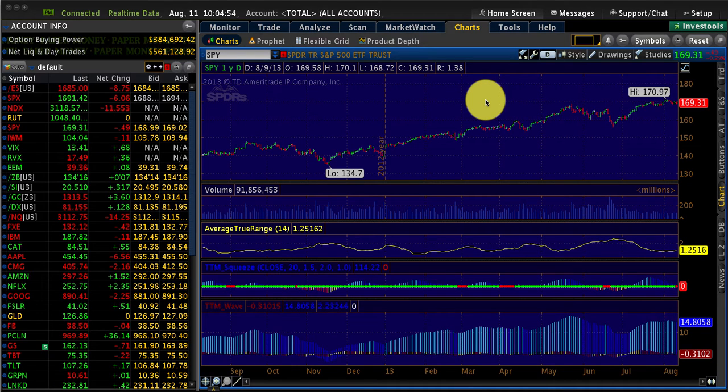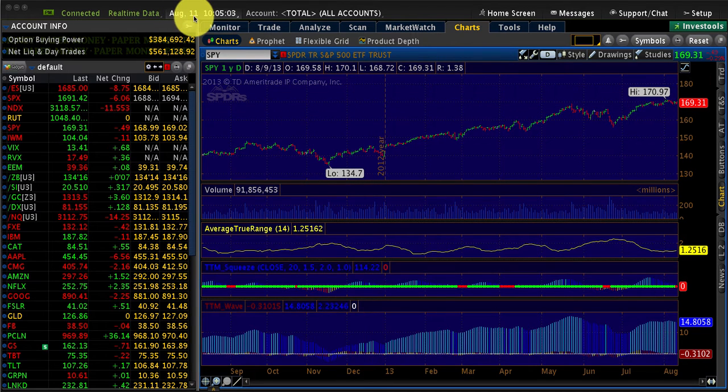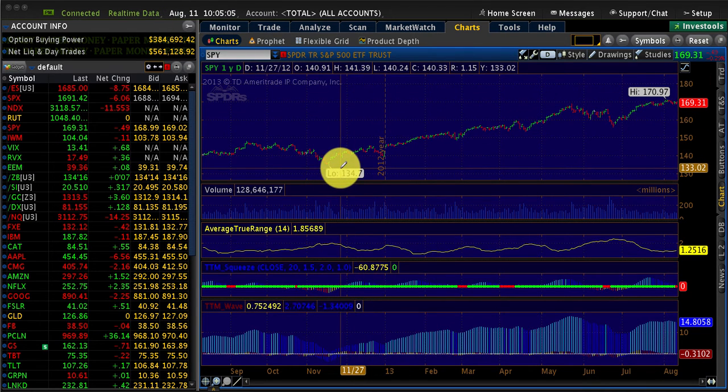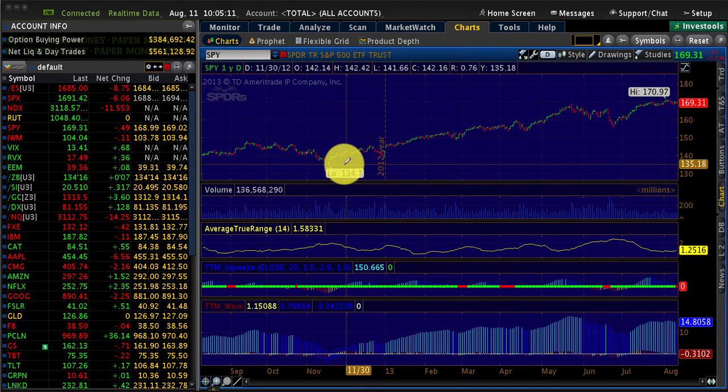I wanted to do an analysis of the SPY, just looking at the charts to see where we are in the market. Today is August 11th. It's a Sunday morning. And so this is a 1 year chart of the SPY. What I have here, I've taken off all the moving averages and things like that.